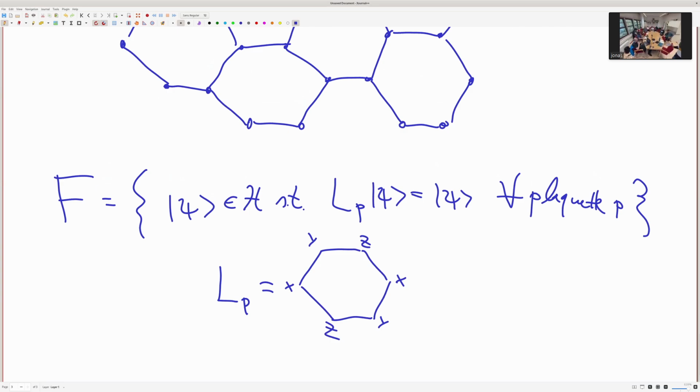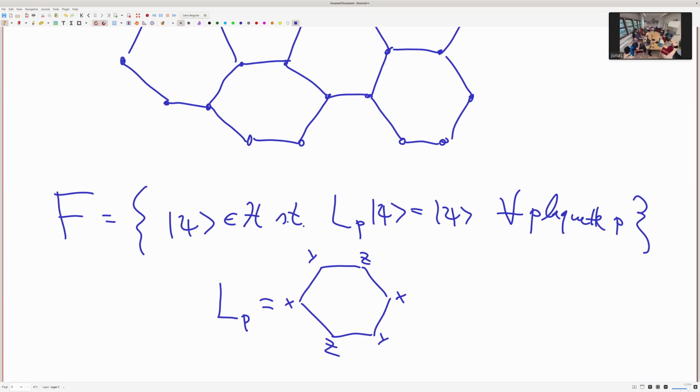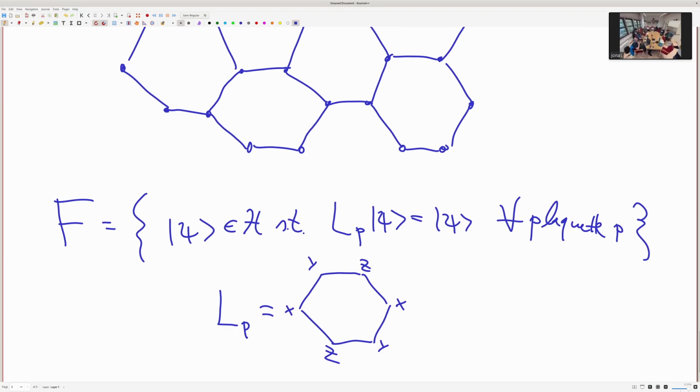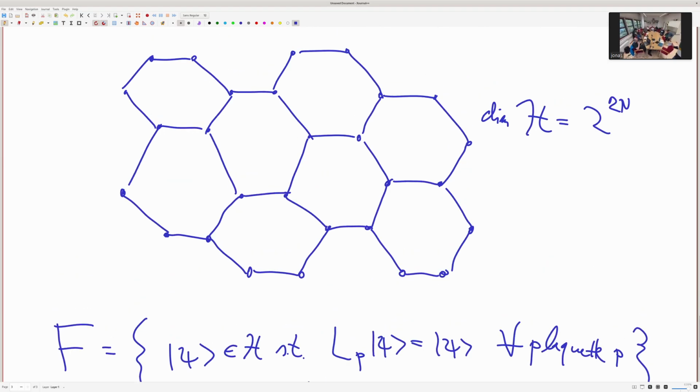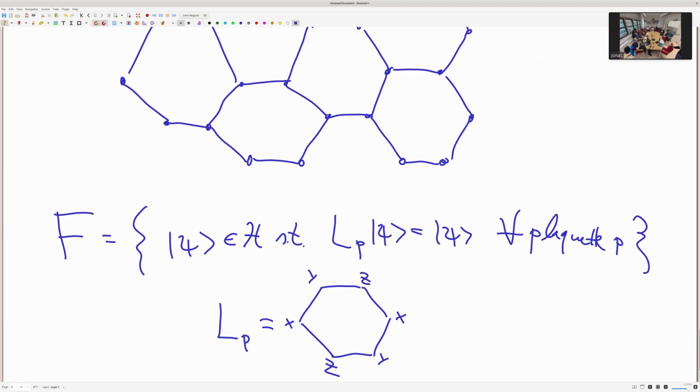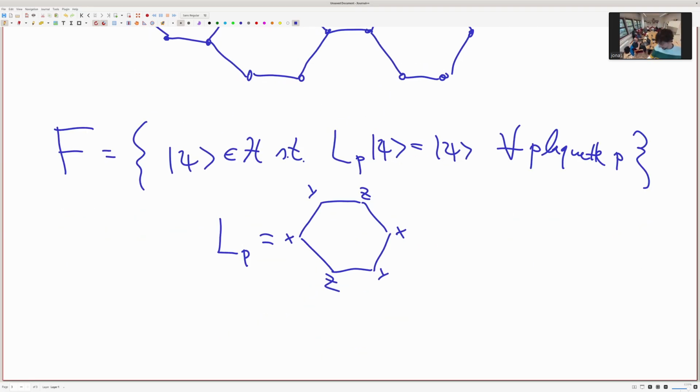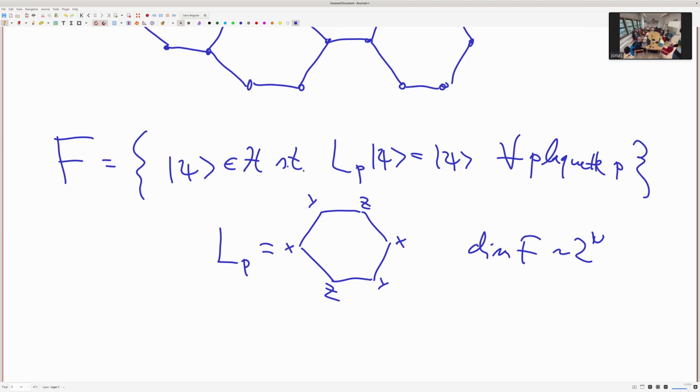So this is like a stabilizer code subspace of H defined by these stabilizers, which all commute. And if you have 2n qubits, you see that there will be order n plaquettes in this system. So you have order n constraints. So in the end, the dimension of this F will be 2 to the n. I mean, you have to be a bit careful here with the boundary conditions.